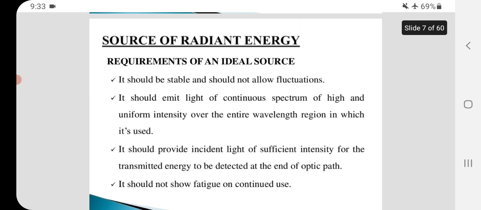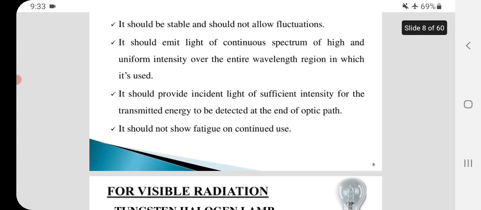Source of radiant energy. Requirements of an ideal source. It should be stable and should not allow fluctuations. It should emit light of continuous spectrum of high and uniform intensity over the entire wavelength region in which it is used. It should provide incident light of sufficient intensity for the transmitted energy to be detected at the end of the optic path. It should not show fatigue on continued use.